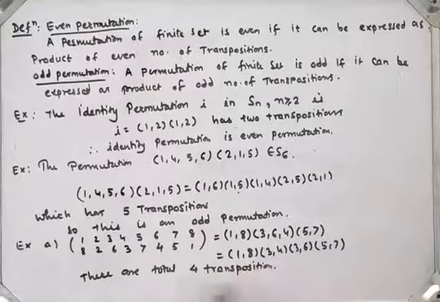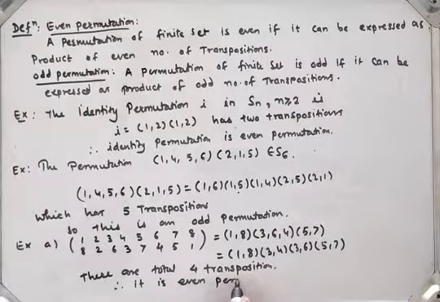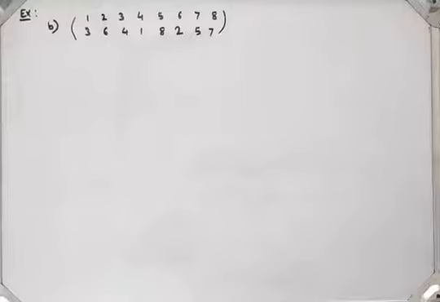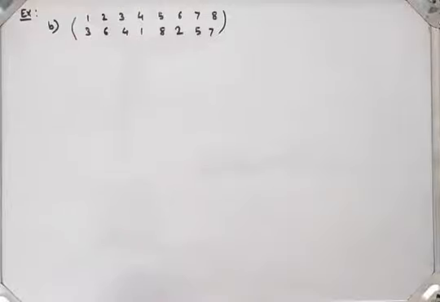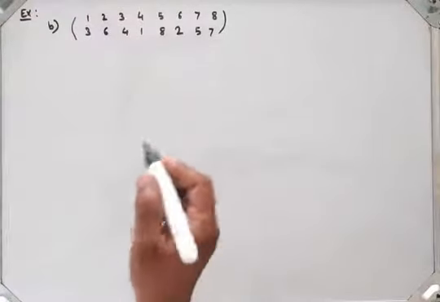4 is even, so we say that it is an even permutation. It is an even permutation, right? So this is the next example. Find the product of transpositions. First, find the product of disjoint cycles.